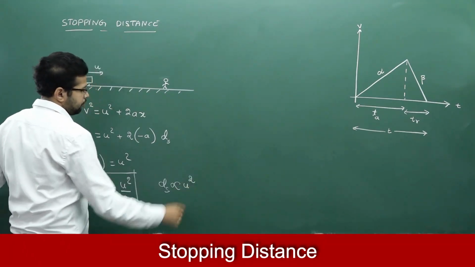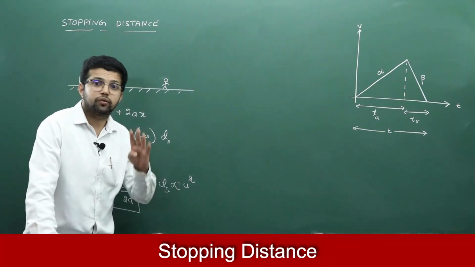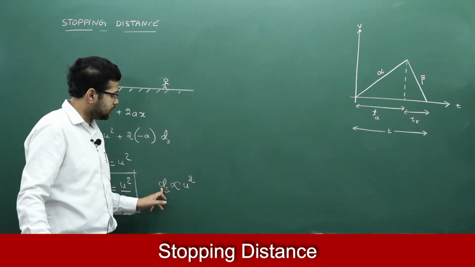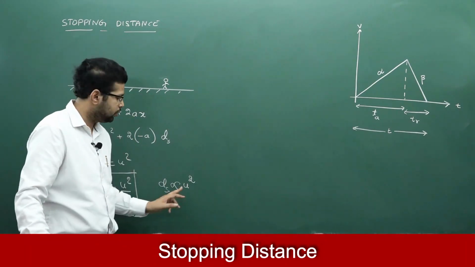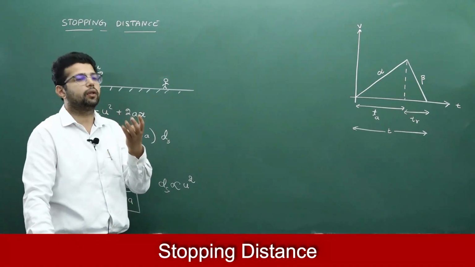If the acceleration is constant, or if the retardation is constant, stopping distance is directly proportional to the square of the initial speed. What does it mean? If the velocity gets doubled, stopping distance becomes 4 times. Say ds is the stopping distance when the velocity is u. When the velocity becomes 2u, what happens? 2u whole square is 4u square. So stopping distance becomes 4 times.